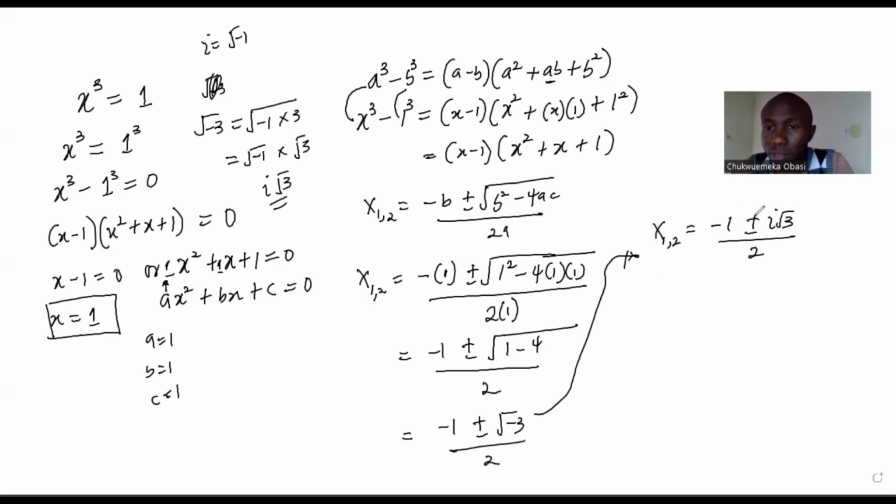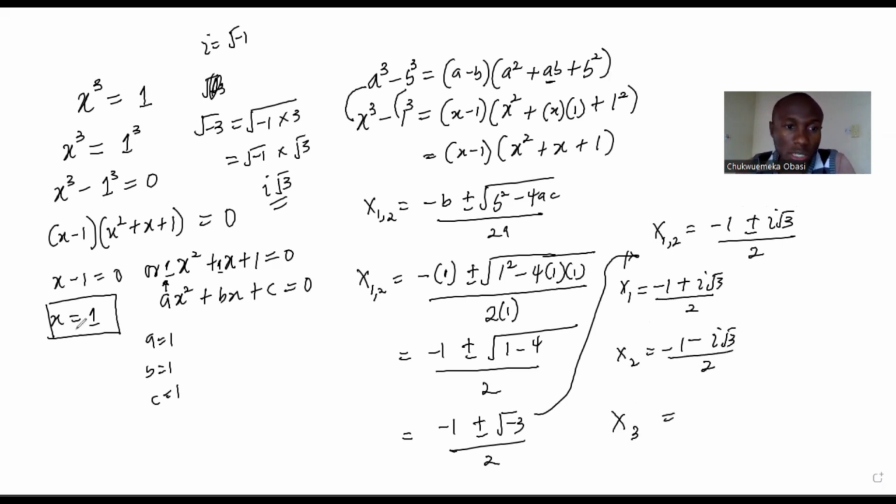So we cannot split the plus or minus sign. So we have x1 to be minus 1 plus i root 3 over 2, and x2 will be minus 1 minus i root 3 over 2. And of course, from the first factor, x is just 1. So viewers, these are the three solutions for x that will satisfy this equation, okay?